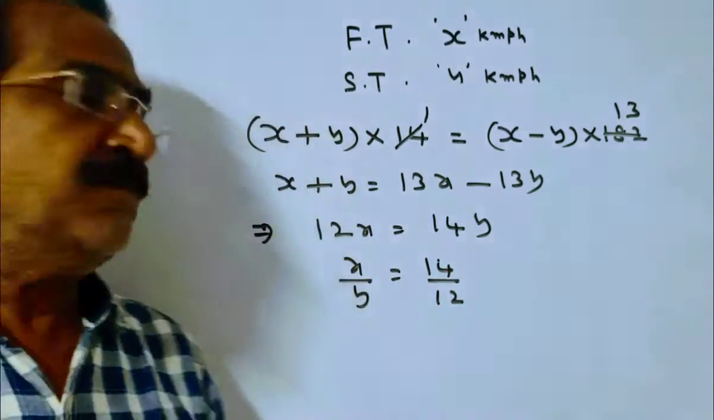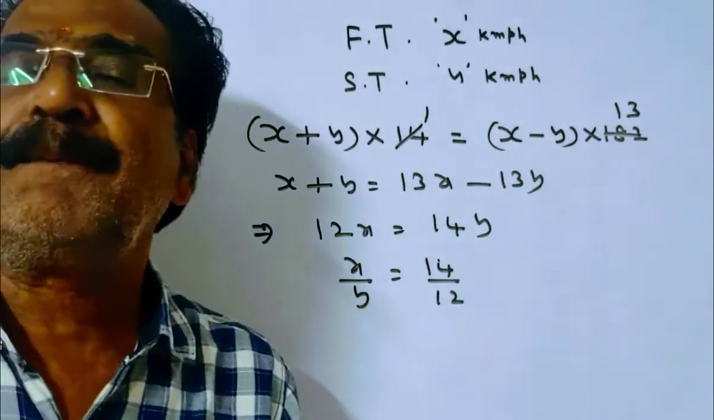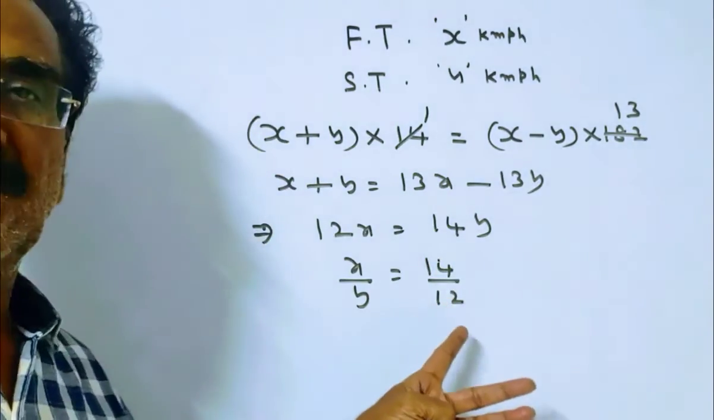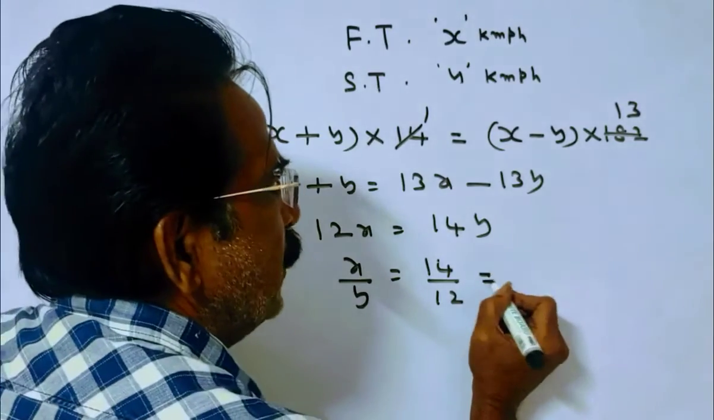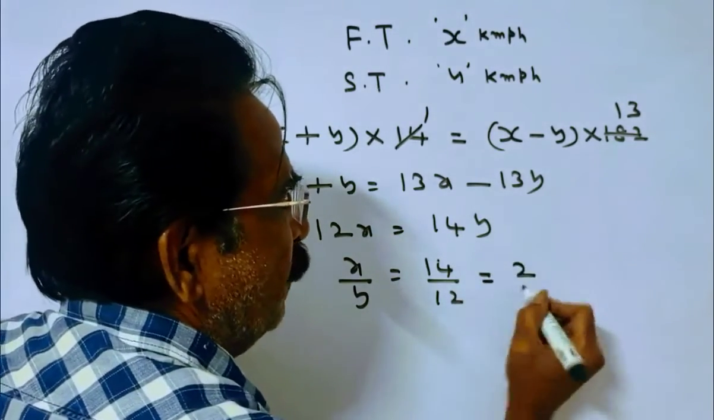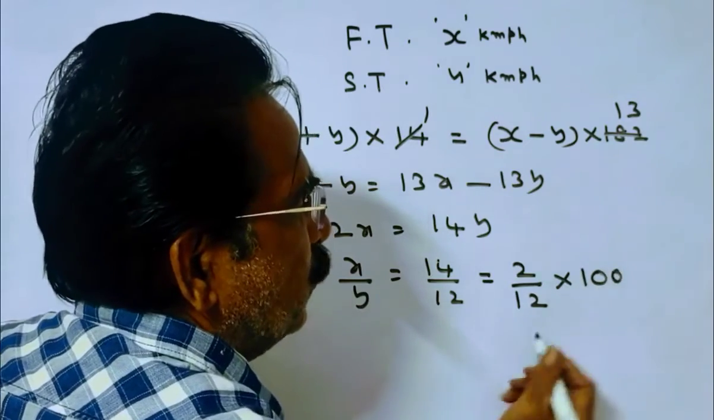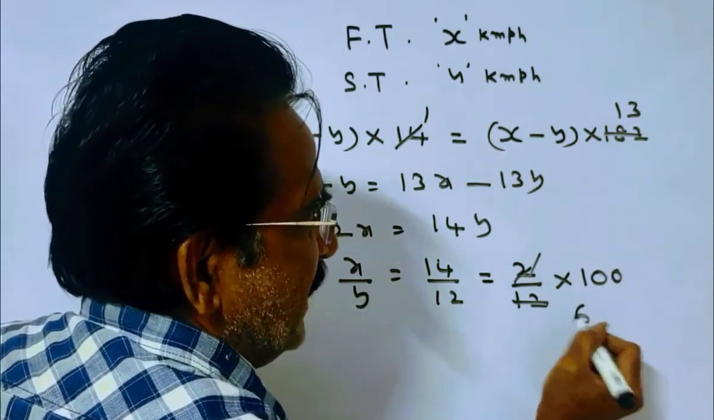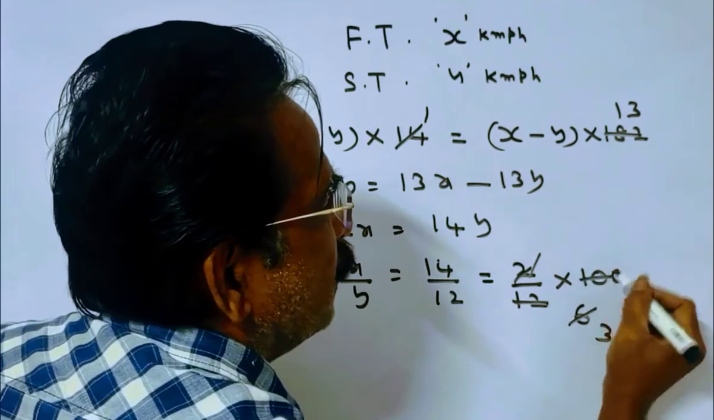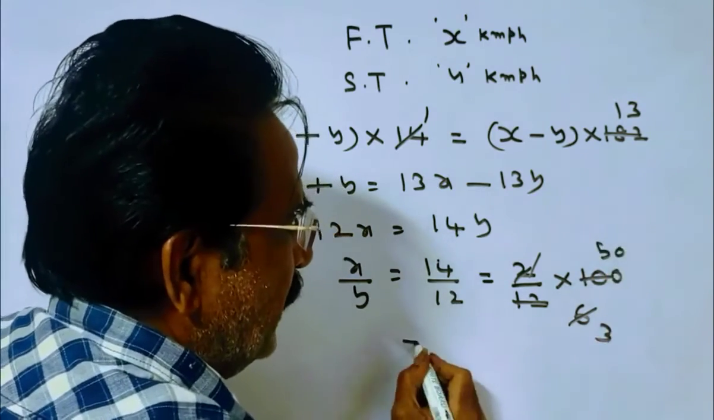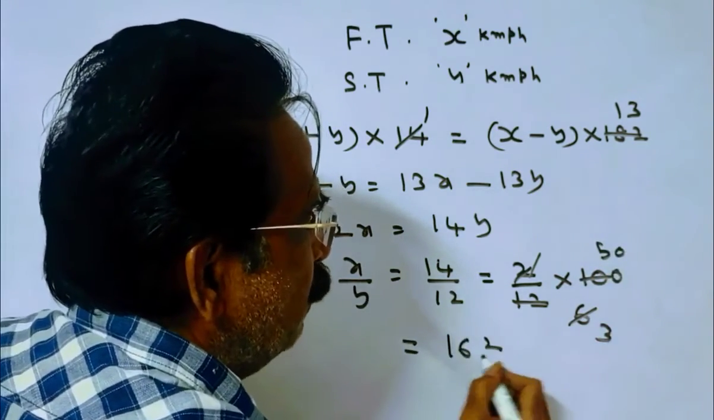Here the question is, the speed of the faster train is what percent more than the speed of the slower train. So 2 more than 12, percentage into 100. 2 ones are 2, 2 sixes are 12, 2 threes are 6, 2 fifties are 100. 50 by 3 implies 16 2 by 3 percent, friends.